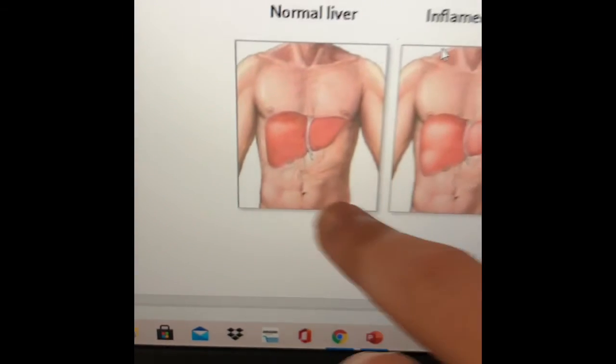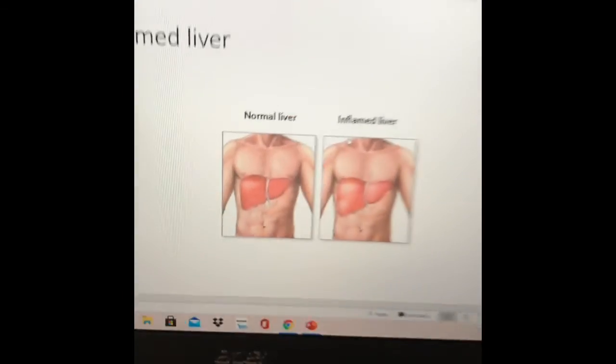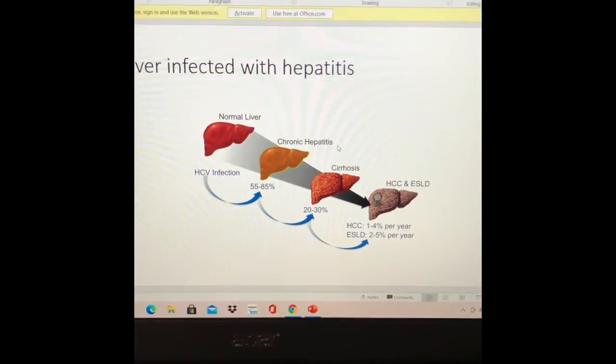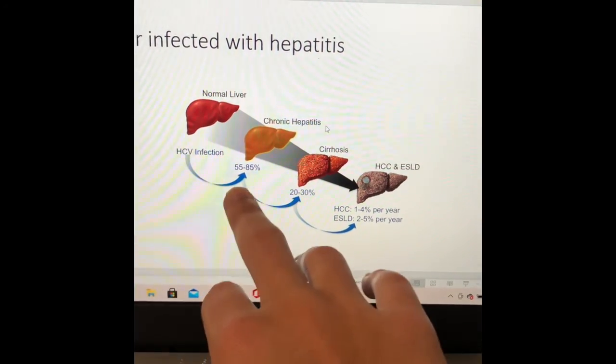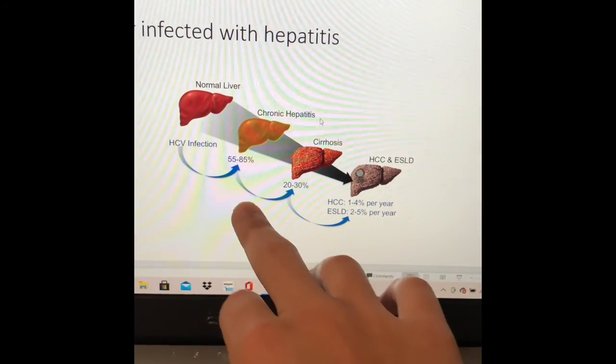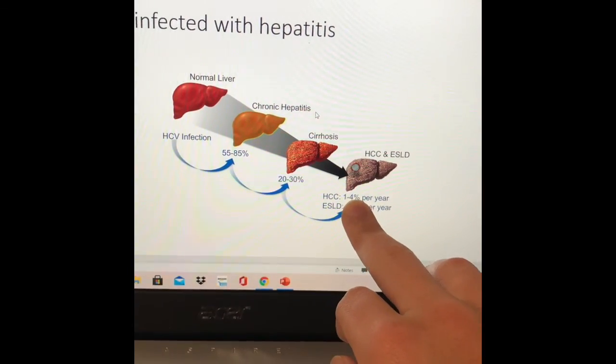So here we have a normal liver, and then here we have an inflamed liver. And we can see a liver that is infected with hepatitis. First it goes chronic, then it goes to cirrhosis, and then it becomes fatal.